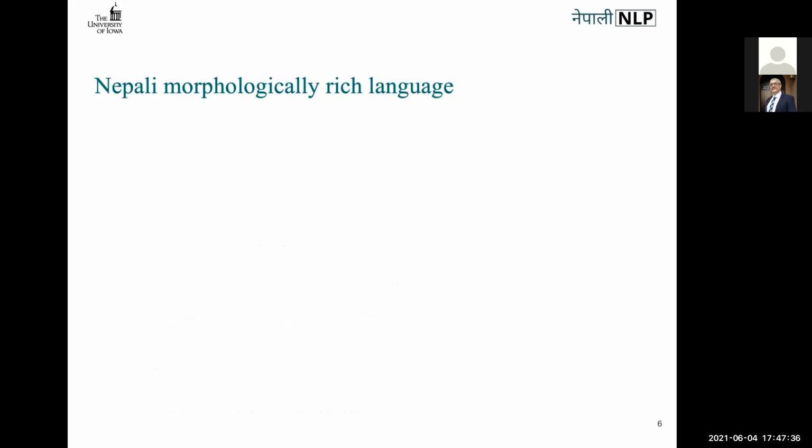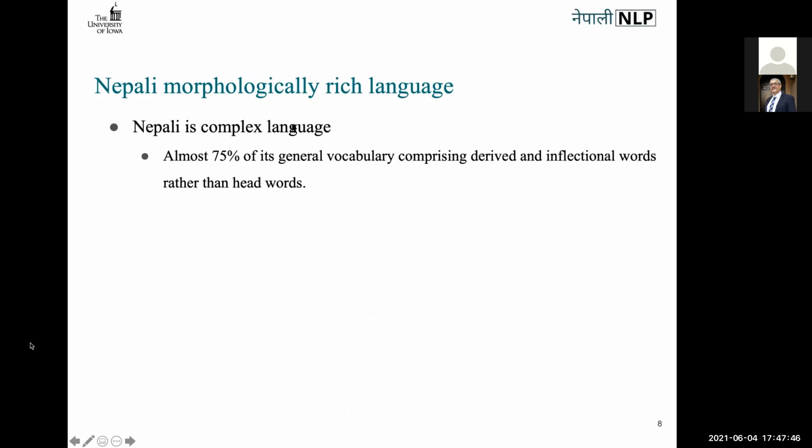So now let me give a motivation for using fine-grained POS tagging for Nepali text. The very first reason is the Nepali language is morphologically rich. It's a complex language, and almost 75% of its vocabulary is either a derived or inflectional word rather than head word. So the higher the number of derived and inflectional words, the higher the chance of ambiguity. So in order to remove that ambiguity, fine-grained POS tagging is really helpful.